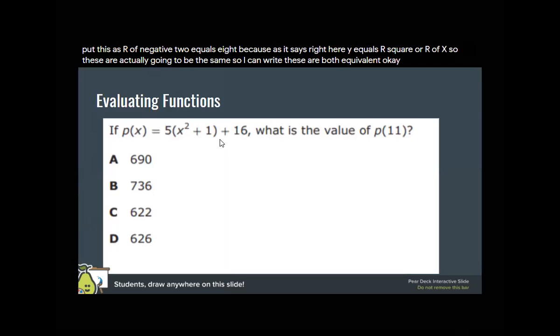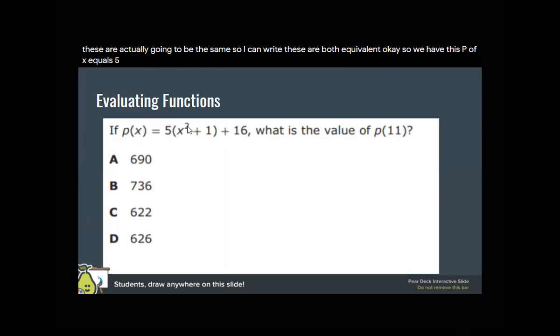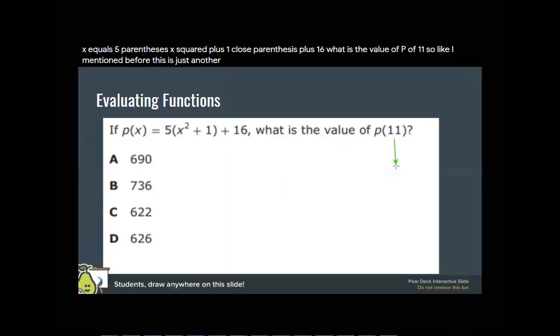Okay. So we have, if p of x equals 5 parentheses x squared plus 1, close parentheses plus 16, what is the value of p of 11? So like I mentioned before, this is just another way of saying x equals 11.